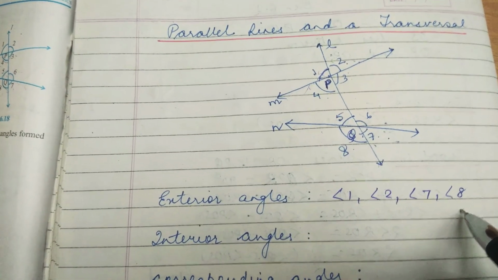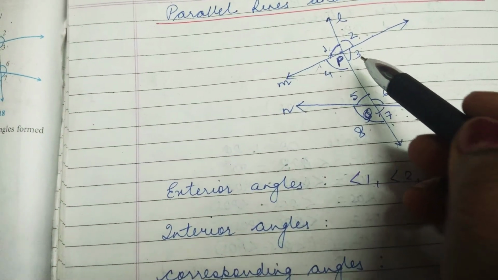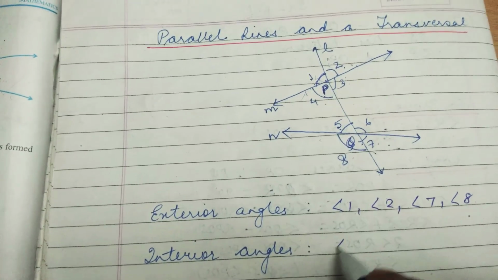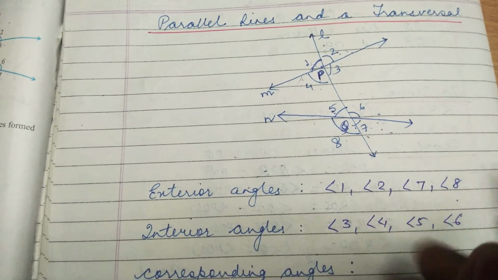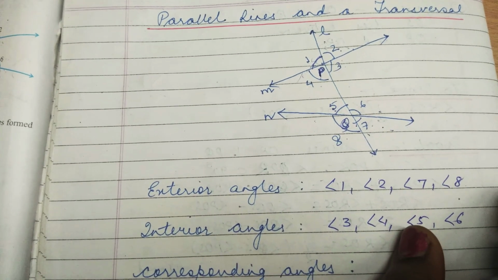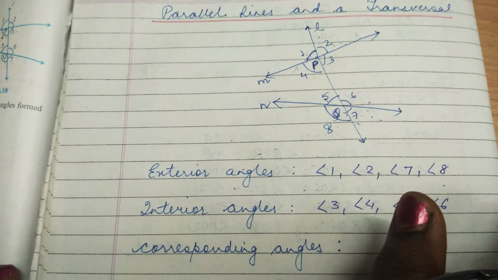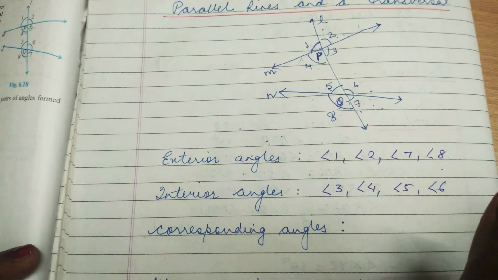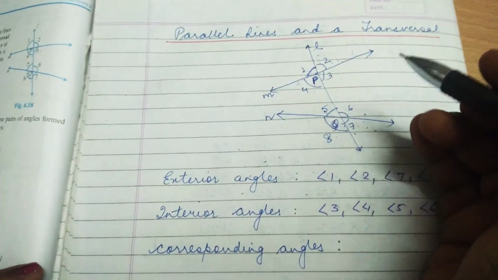Now what are the interior angles in this figure, which are inside the lines? That is 3, 4, 5 and 6. So angle 3, angle 4, angle 5 and angle 6 are interior angles. Now you must have learnt about corresponding angles, interior angles, alternate exterior angles, etc. in the earlier classes. But let us again recap that.